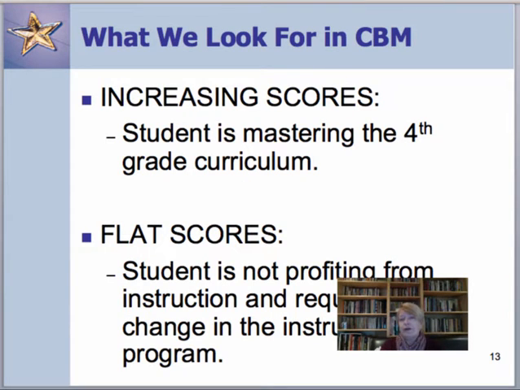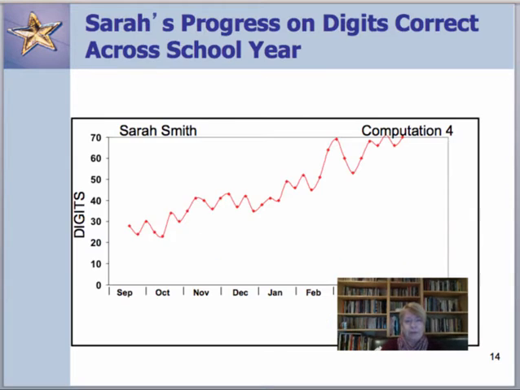And what we look for in a curriculum-based measurement, and this is why we graph it, we're looking for increasing scores. Increasing scores indicate that the student is mastering the 4th grade curriculum, and flat scores, or even decreasing scores, which I hope never happens, indicates that the student is not profiting from instruction and requires a change in the instructional program. So again, this graphic representation of that is really rather important.